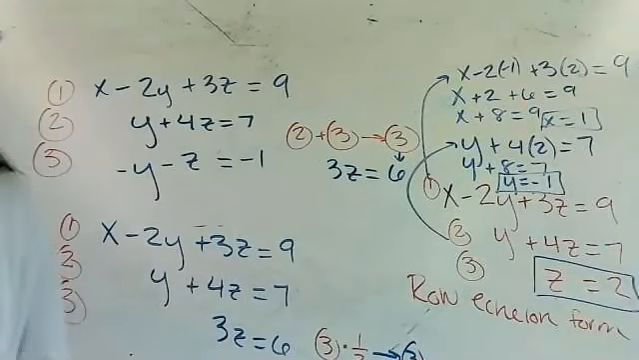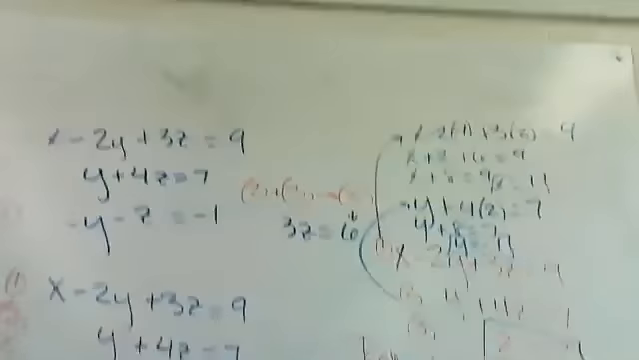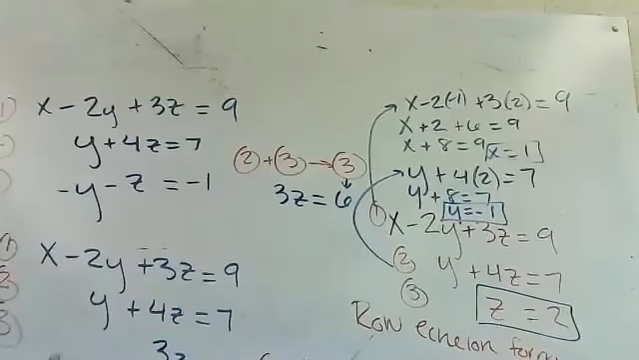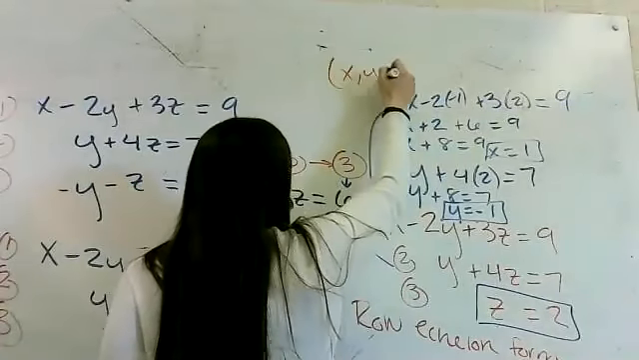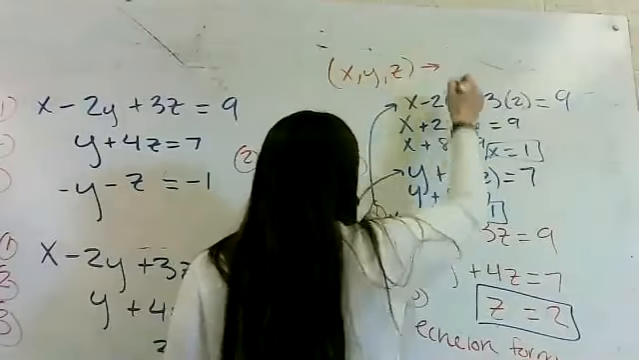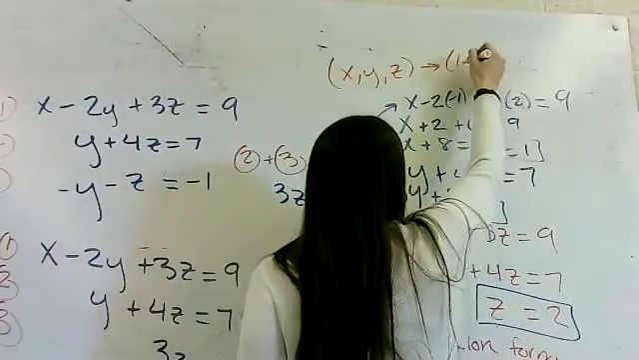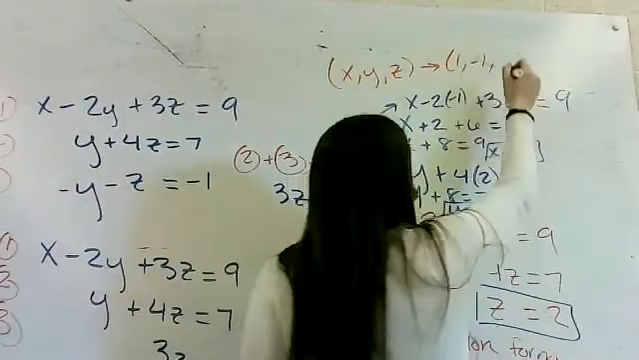As a coordinate pair, just notationally, if you ever saw this on an SAT, coordinate pairs go x, y, z. So in this case, we would have 1, -1, 2.